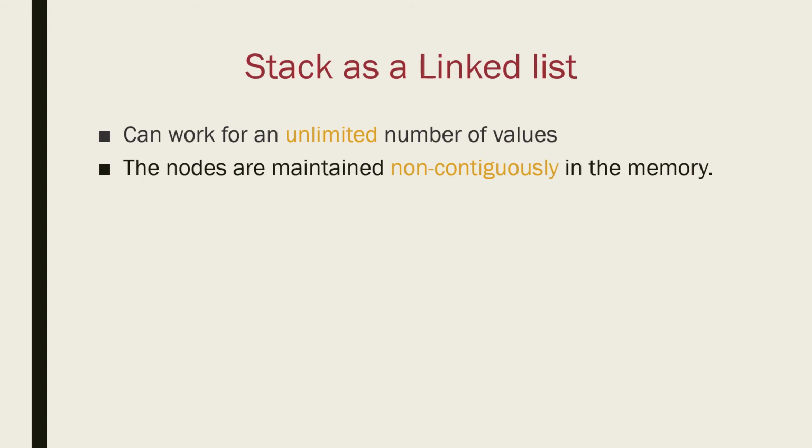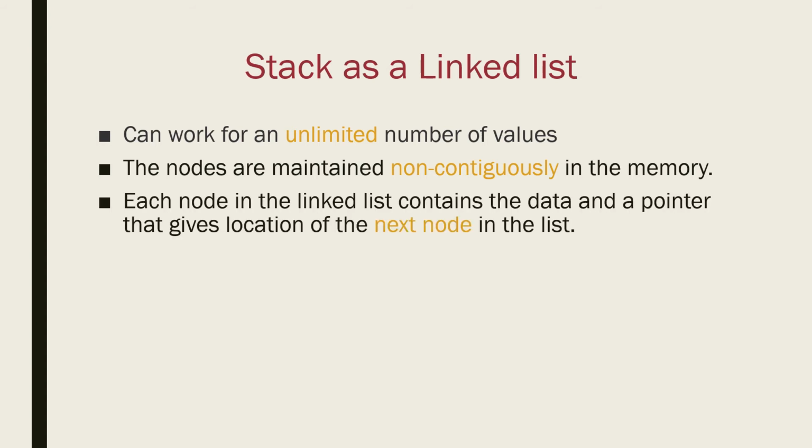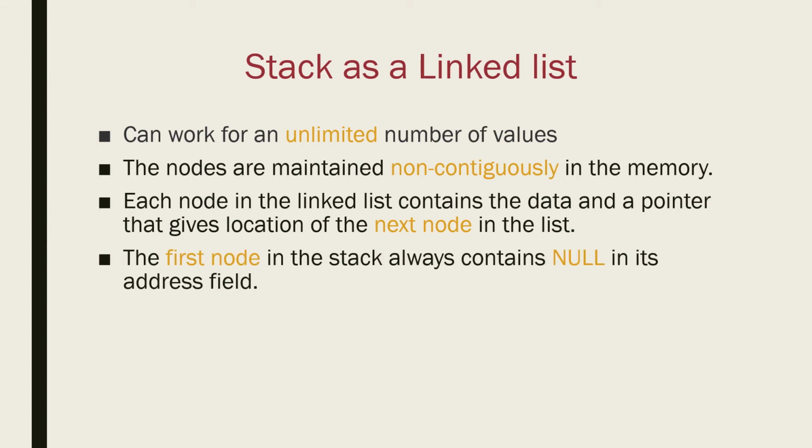In case of stacks based on linked list, the nodes of stack are scattered in the memory, which can be accessed using pointers. Each node contains a pointer to its immediate successor node in the stack. The top node's next stores the address of previous node, which was the previous top, and eventually the first node's next pointer has no previous node to point to, so it stores null.